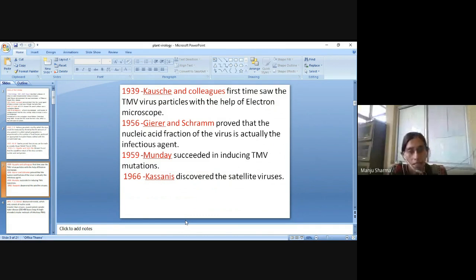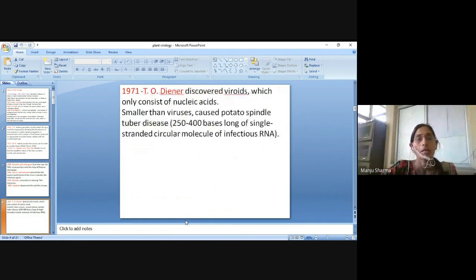In 1959, Mundry succeeded in inducing TMV mutations. In 1966, Kassanis discovered the satellite viruses. In 1971, T.O. Diener discovered viroids, which consist only of nucleic acid, are smaller than viruses, and cause potato spindle tuber disease. They are 250 to 400 bases long, a single-stranded circular molecule of infectious RNA.